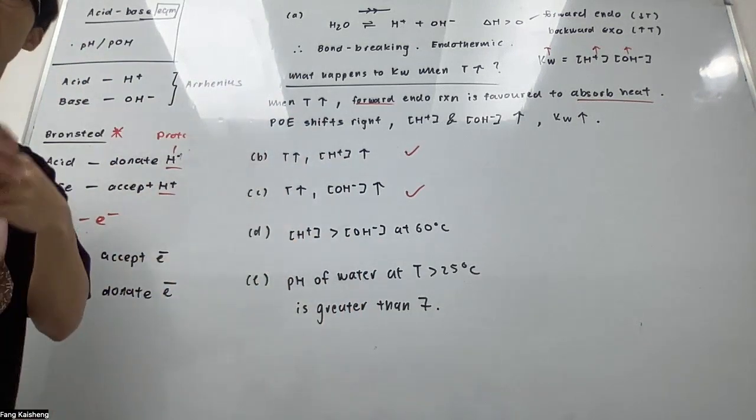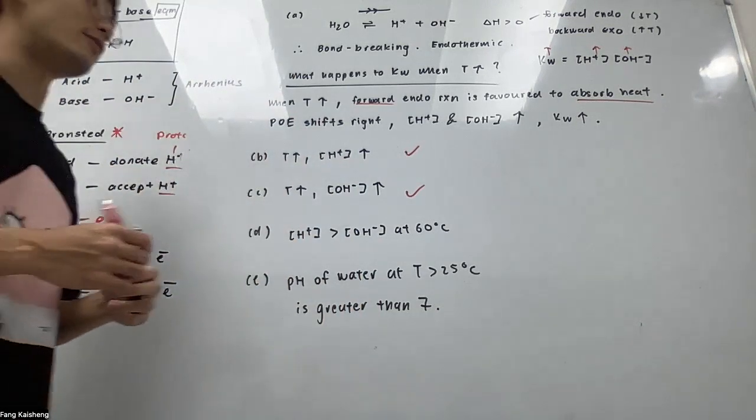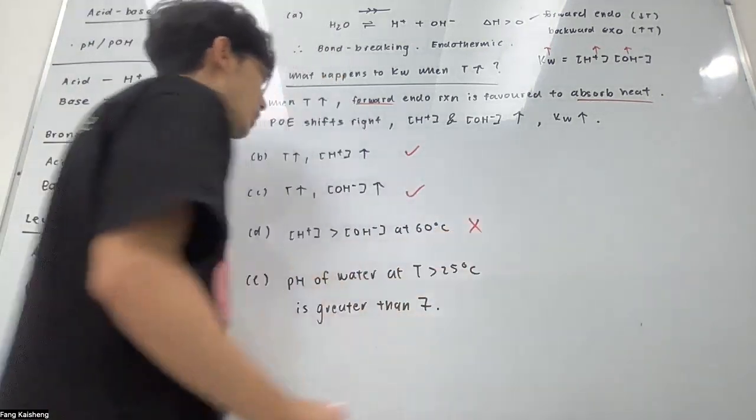Is D correct? Okay, we understand A, B, and C very clearly. D is 100% wrong. Because why?